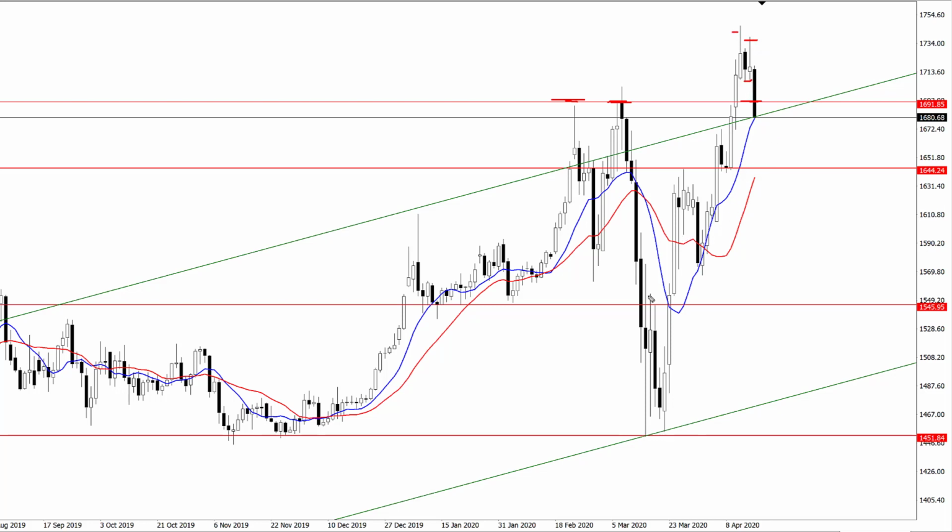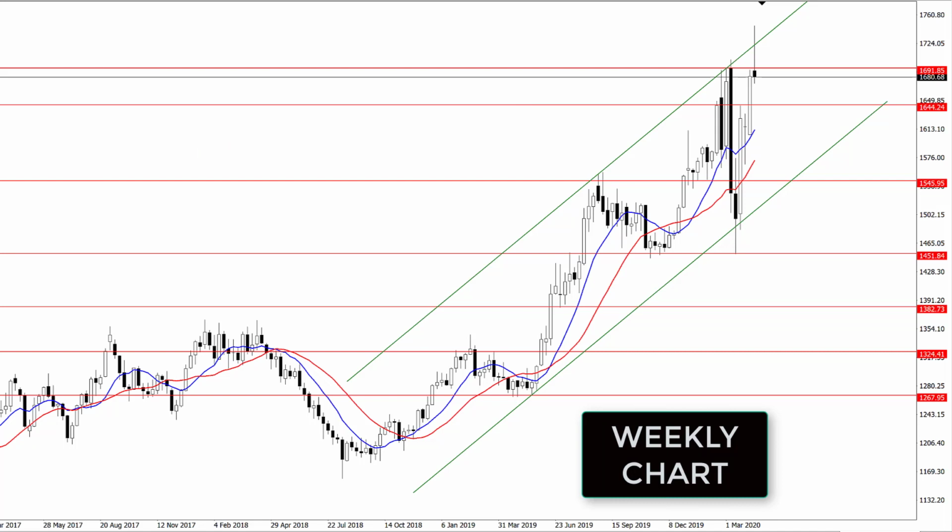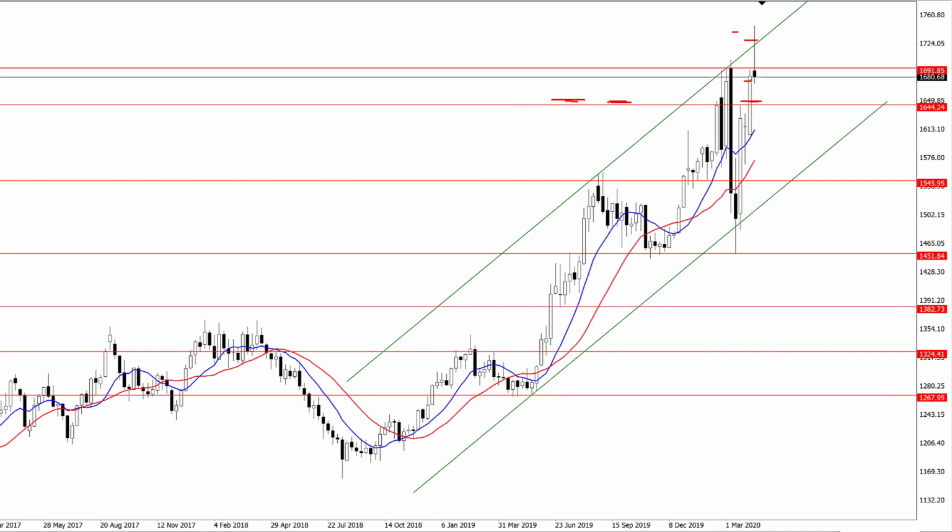There's something I want to show you guys on the weekly chart. Navigating to the weekly chart, we can see we have a potential bearish pin bar, and here's the pin bar right here. You can see it at the resistance level.